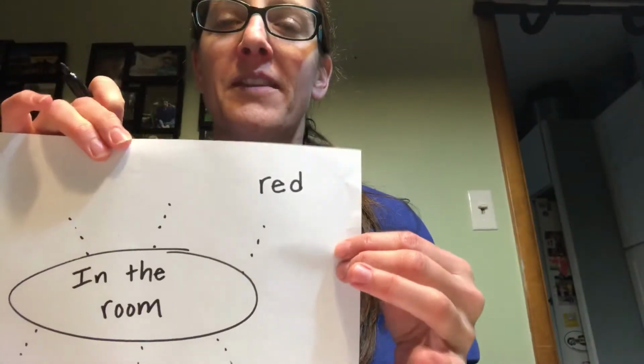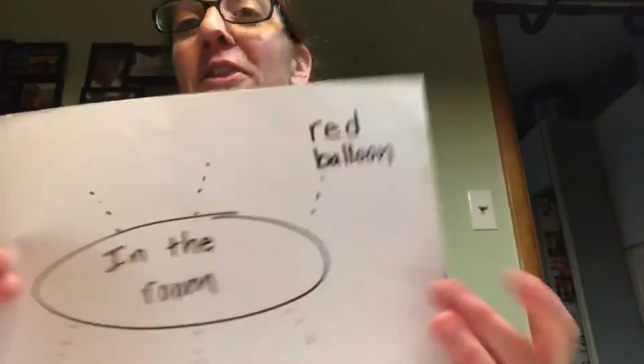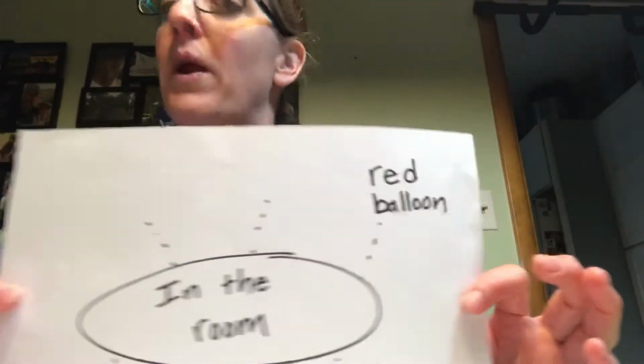I hear R. I hear E. Red, I hear D. Now I have the word red. Now I'm going to write the second word, balloon. There's a red balloon. Now I have one thing that was in the room in the story, the red balloon.